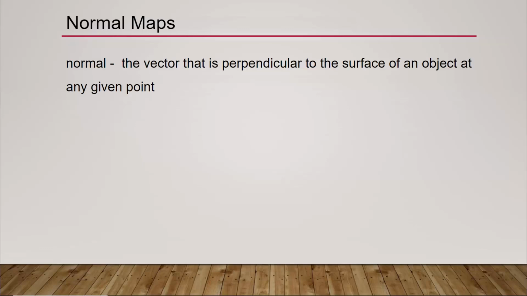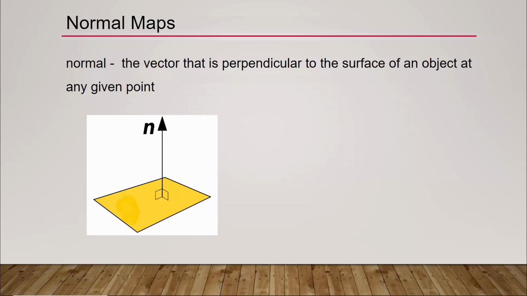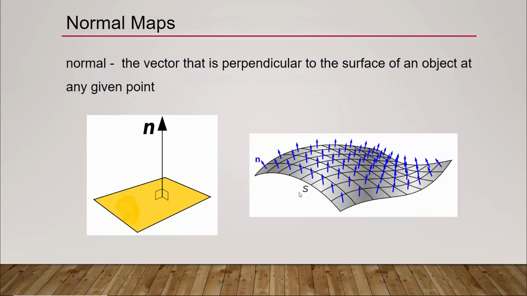In geometry, a normal refers to the vector, or direction, that is perpendicular to the surface of an object at any given point. So, for example, if we have this flat surface here, then the normal at any point is this vector coming straight up here. And then if we have a curved surface, such as this one, there are different normals at different points. But again, each one is simply the vector perpendicular to the surface at that point.